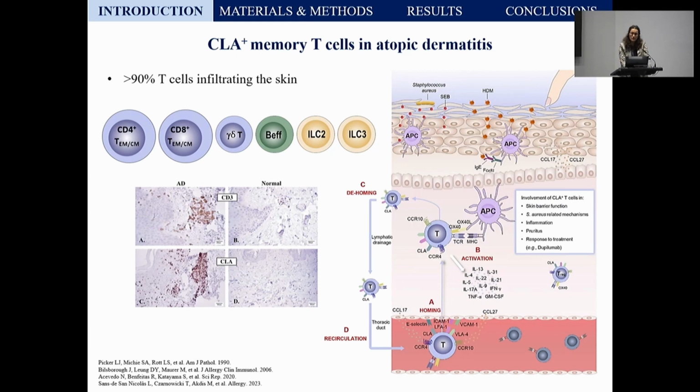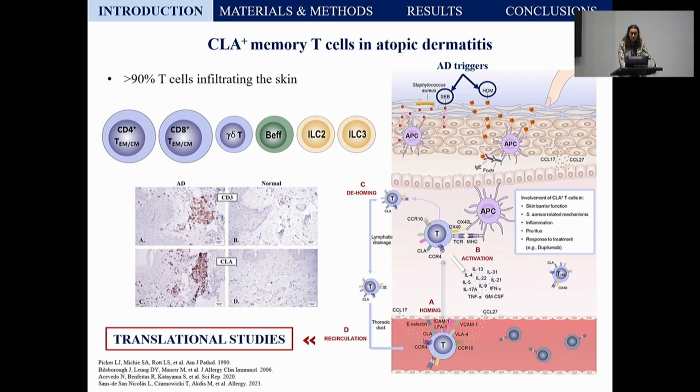Once these cells are within the skin, they can become activated by antigen-presenting cells presenting, for example, allergens such as house dust mite or Staphylococcus aureus toxins such as staphylococcal enterotoxin B, which are AD triggers. Then these T cells have the capacity of dehoming from the skin and recirculating back to the peripheral blood, where they can be easily isolated, making them a powerful tool to translationally study skin diseases such as atopic dermatitis.